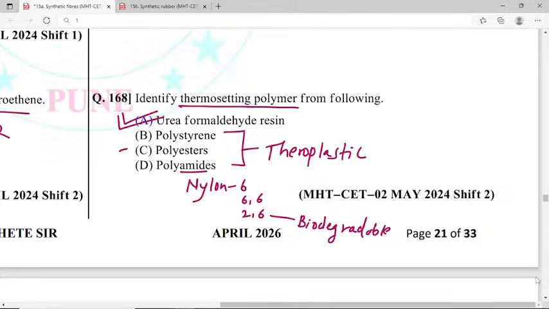In polyester, there is Dacron. Dacron is the example. Next, polystyrene. Thermocol is the example of polystyrene.